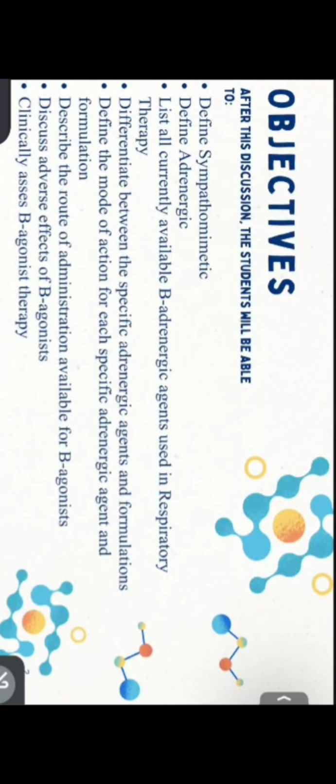So for the objectives, after discussion, the students will be able to define sympathomimetic, define adrenergic, list all currently available beta-adrenergic agents used in respiratory therapy, differentiate between the specific adrenergic agents and formulations, define the mode of action for each specific adrenergic agent and the formulation, describe the route of administration available for beta agonists, discuss adverse effects of beta agonists, and clinically assess the beta agonist therapy. So next slide po.